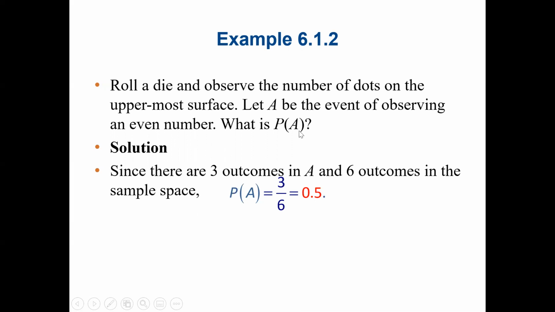Again, in this question, the event A is having an even number. A die has 6 sides, from 1 to 6. How many even numbers are there from 1 to 6? We have 3. So it will be 3 divided by 6, which is 0.5.